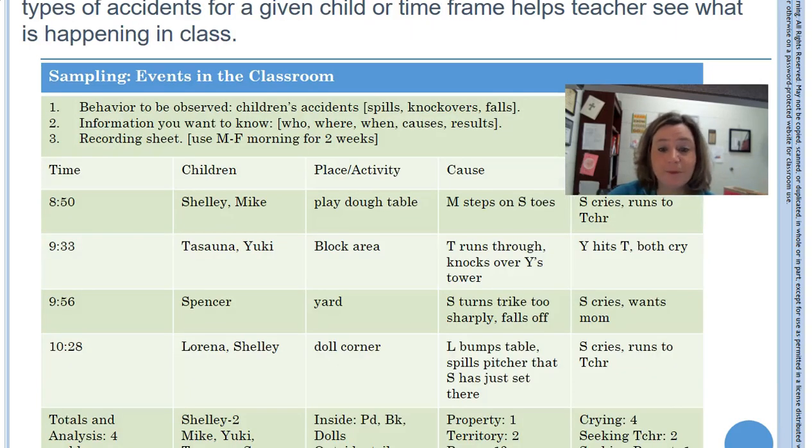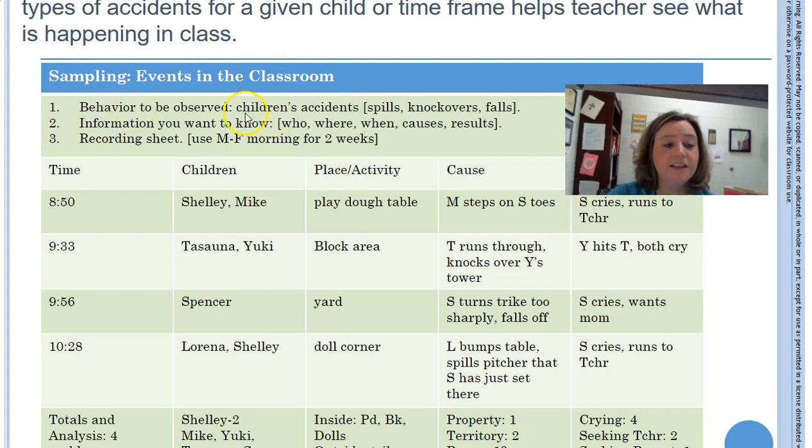Now, event sampling is a little bit different because you're looking at one particular event. So in this particular case, they're looking at children's accidents. And so what it means is every time that happens, you write it down. So it's not like I'm looking to see, is it happening at 9 o'clock? Is it happening at 9:15, 9:30, which is the time sampling. Event sampling is going to be writing down when it does happen.